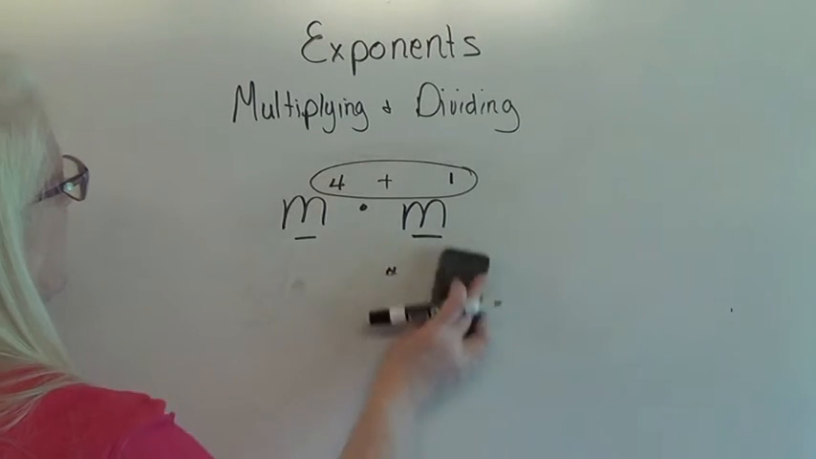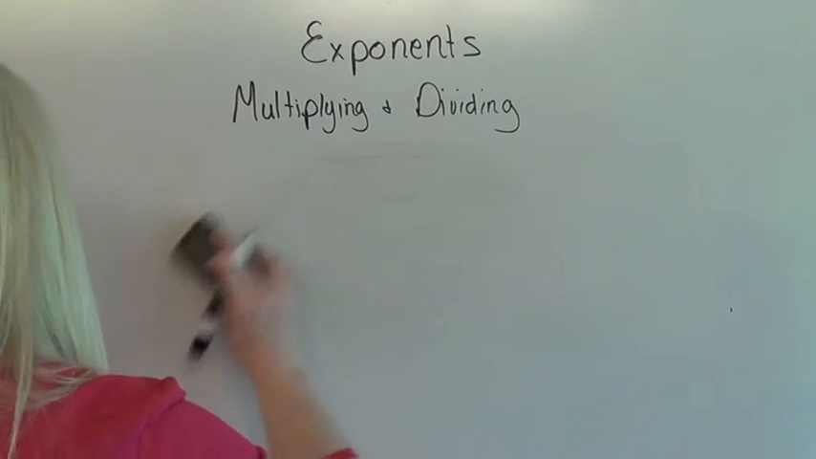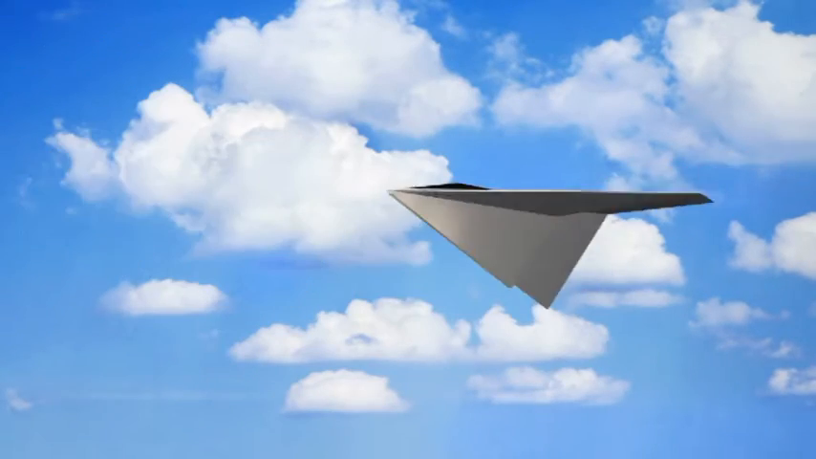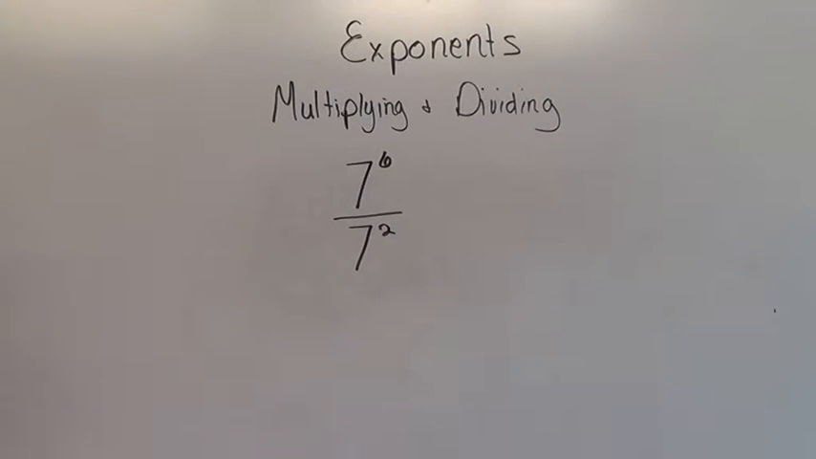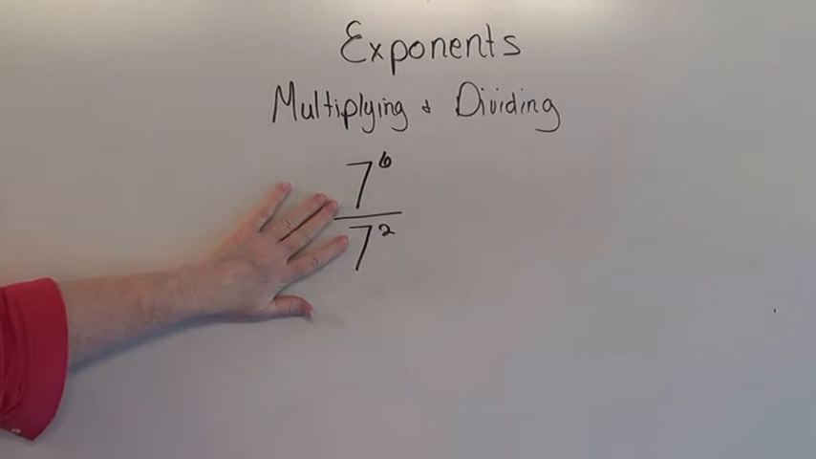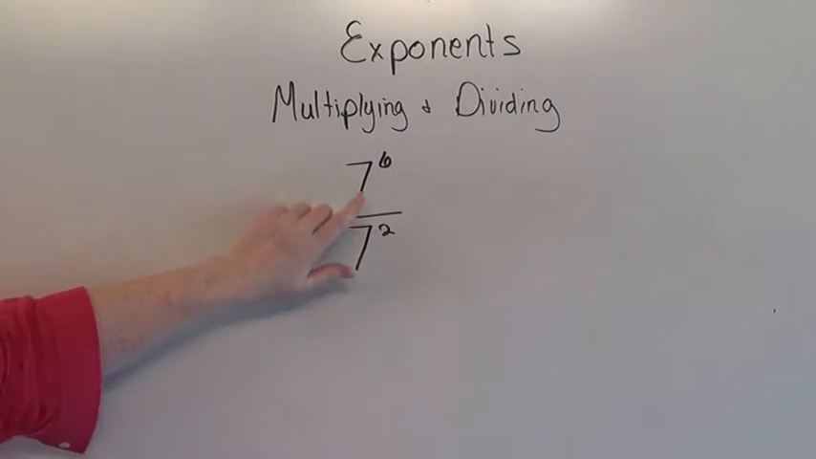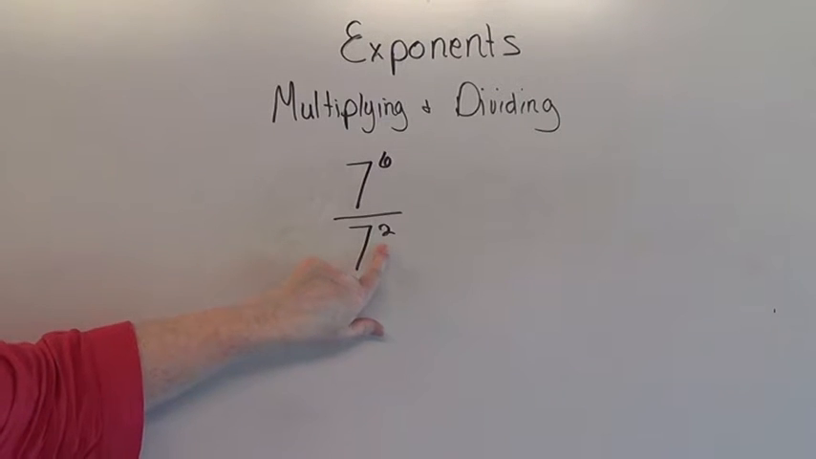Let's take a look at dividing with exponents. Okay, let's take a look at division with exponents. When you have the same bases, the rule is that you simply subtract the exponents.